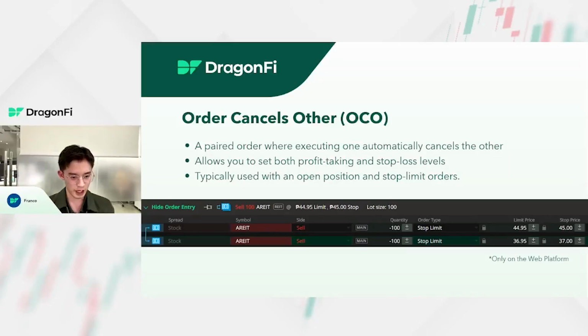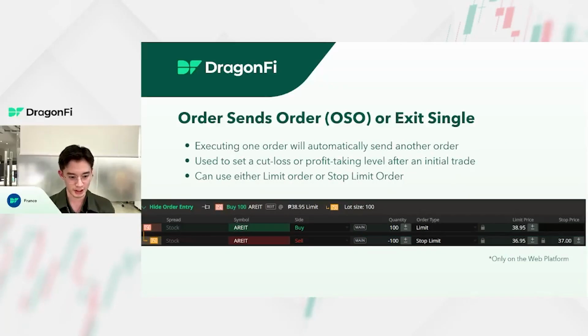On the next one, we have a different version of this. It's what we call an order sends other, or OSO, on the options when you click on the order entry form. This is good when you want to set a stop loss or take profit level after your initial trade. For example, you have a limit order to buy AREIT at 38.95. And at the same time, with this type of conditional order, you can set a stop limit or a stop loss order for AREIT at 37 pesos per share.